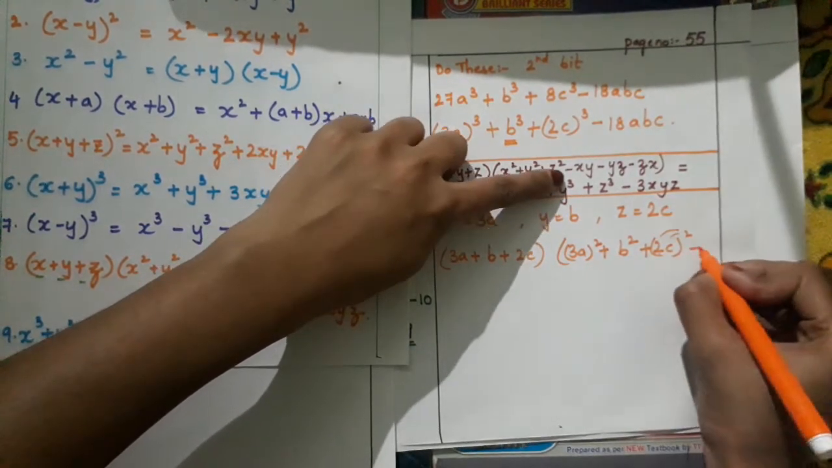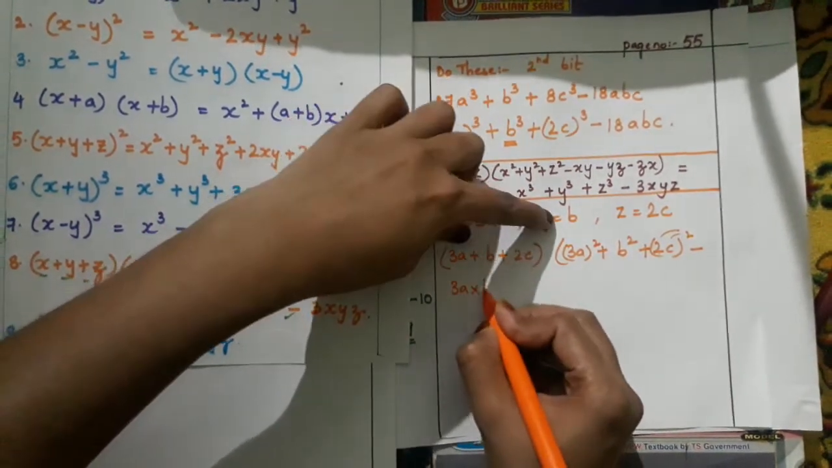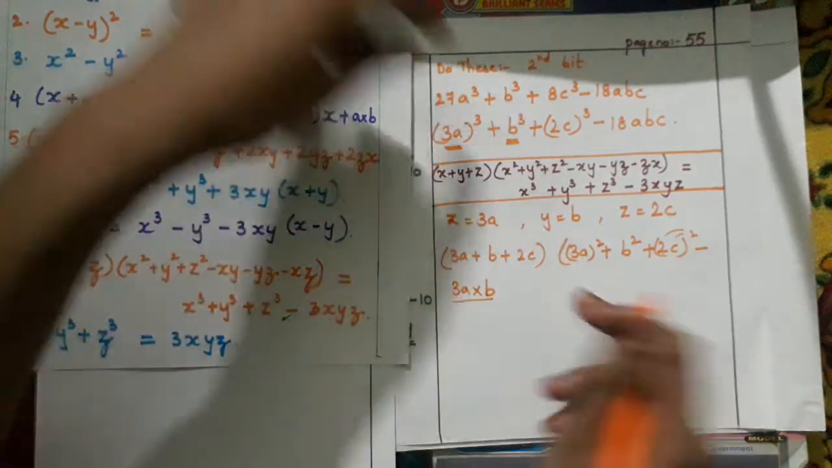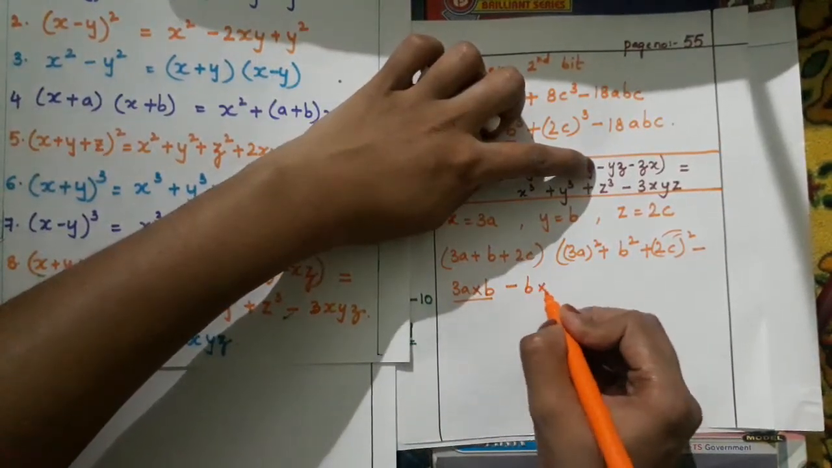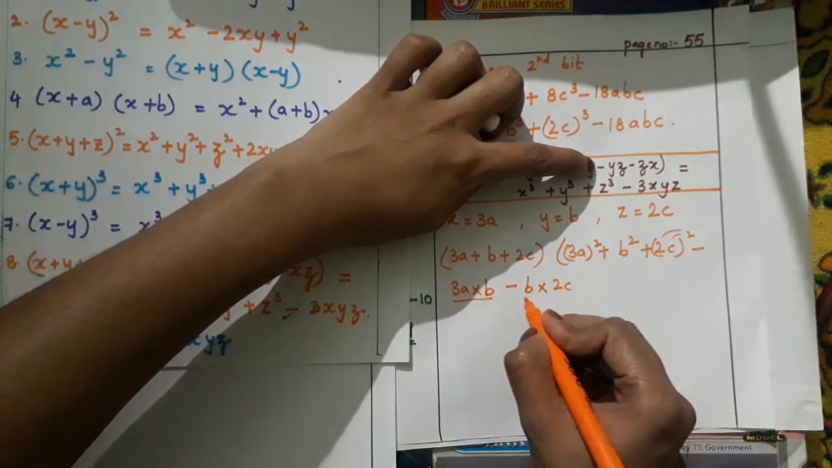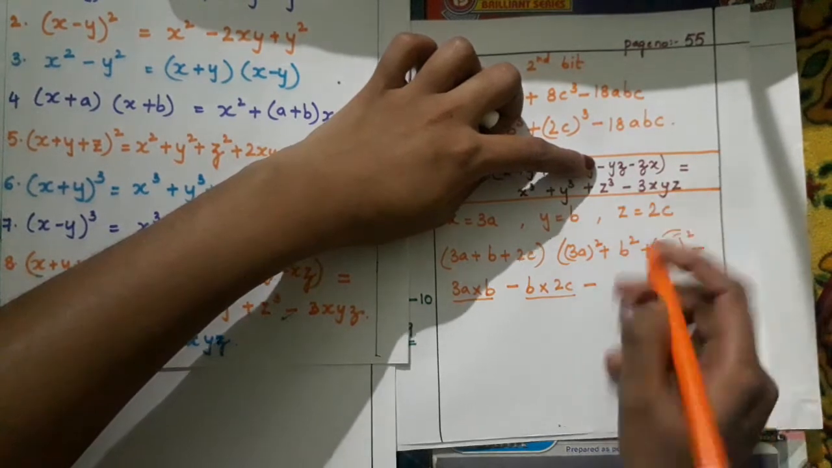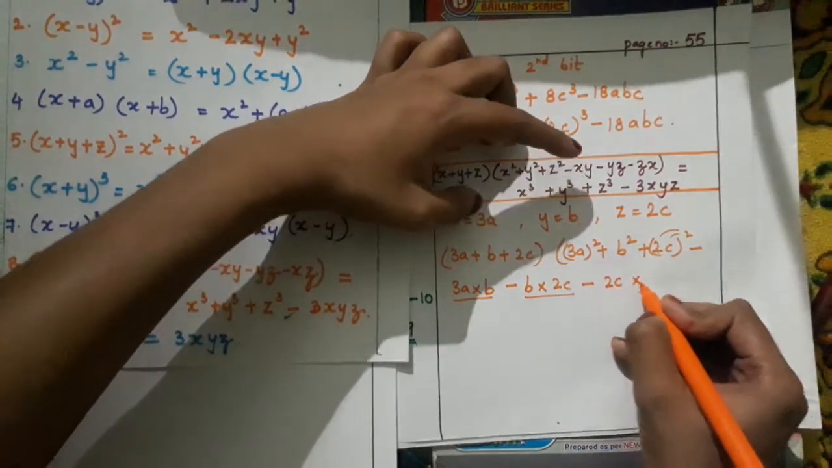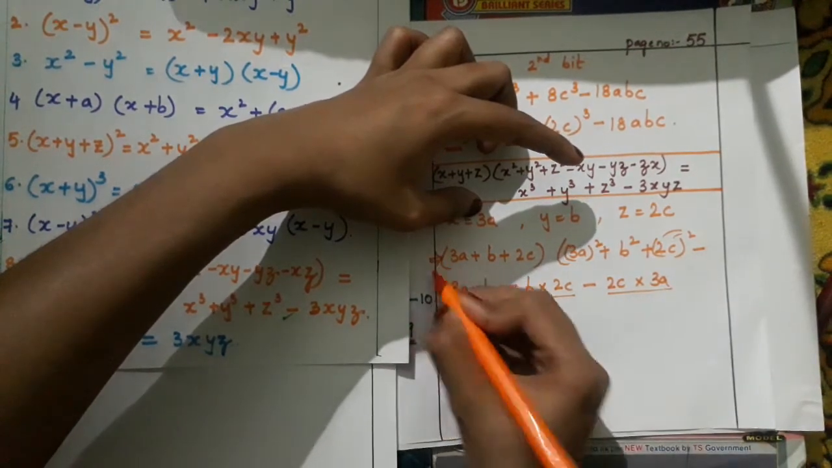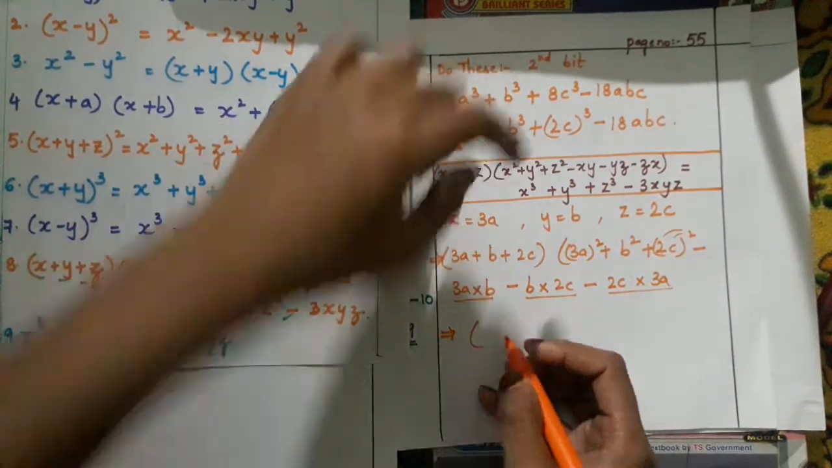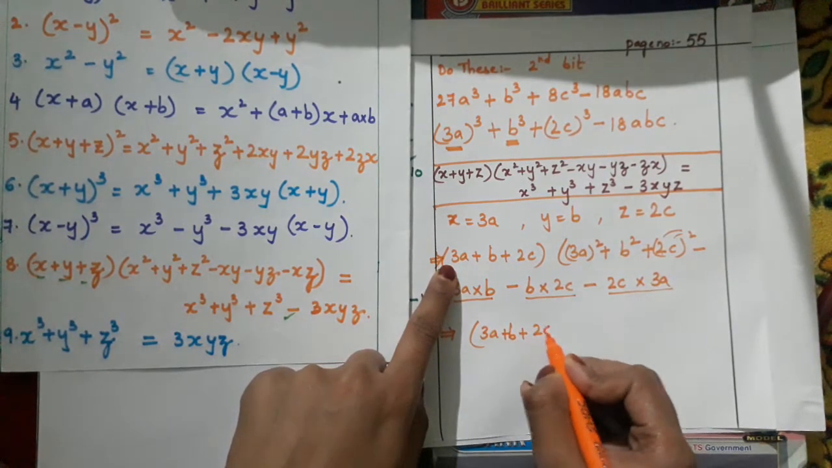Okay, minus x into y. X is what? 3a into y is what? b. I'll underline it because we have to multiply these both. Then minus y is what? b into z is what? 2c. I need to underline it. Then minus zx. Z is what? 2c into x is what? 3a. Again I'll be underlining it. Okay, now this one as it is, 3a plus b plus 2c.